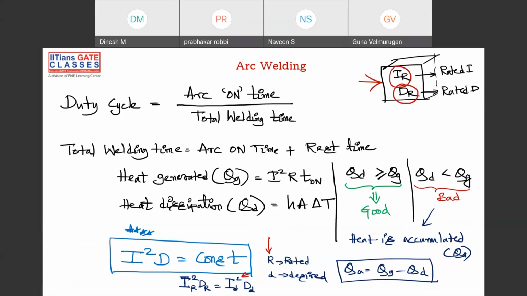What is the current that you want to have during the location? What is the duty cycle that you want to have during the welding, I mean, the real welding that you're trying to perform? So this is the condition. So this can be a direct question.